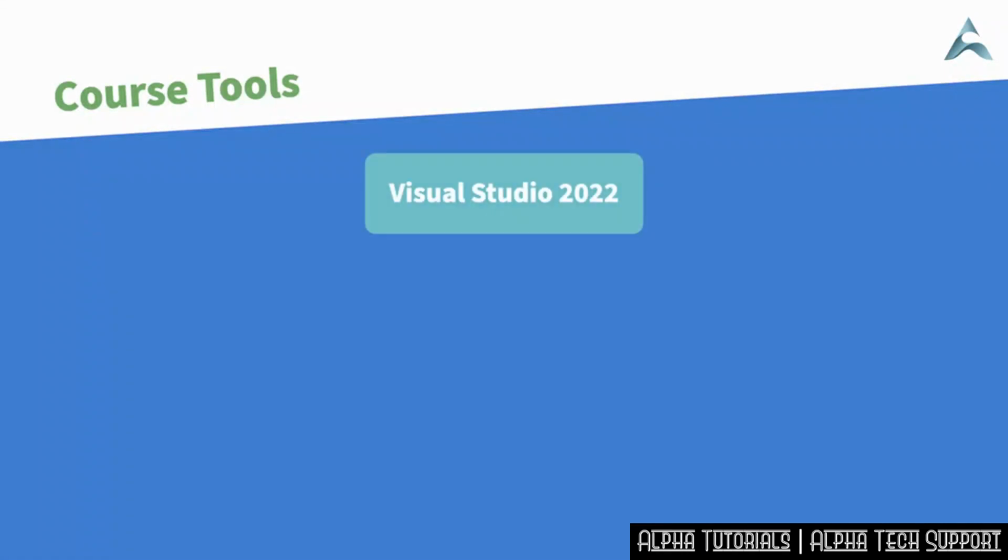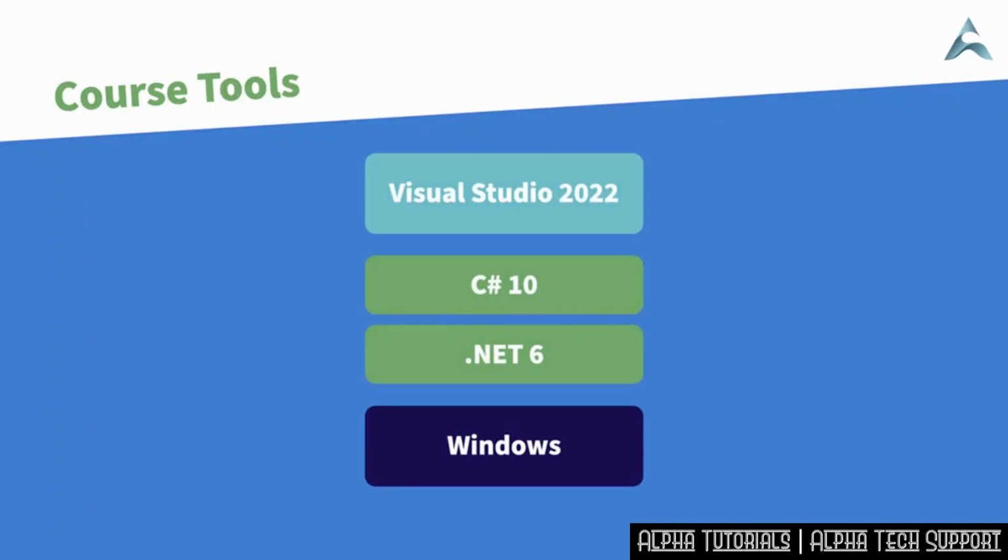In this course, I'm going to use Visual Studio 2022 on Windows. I'm going to be using C# 10 and .NET 6. If you're following along, the easiest way to do that is by using this setup. So if you have Visual Studio 2022 Community Edition, that should be fine. And you'll get C# 10 and .NET 6 with that.